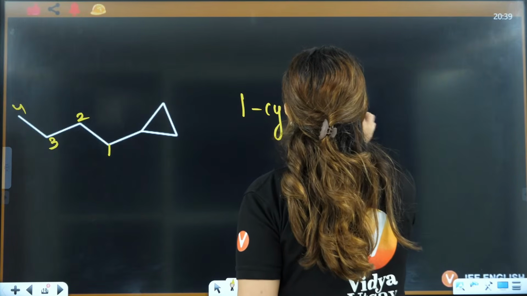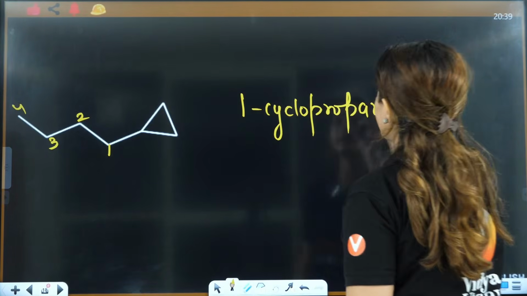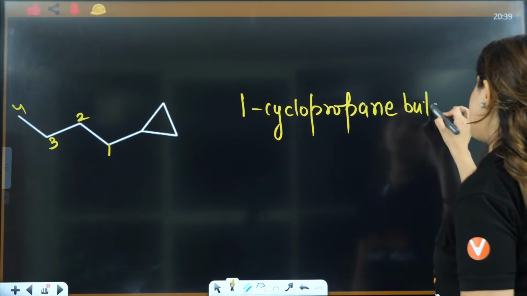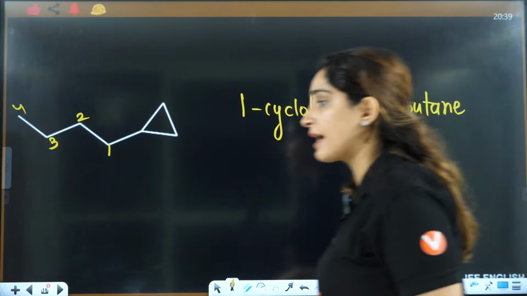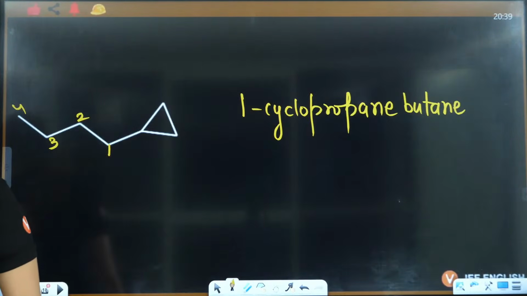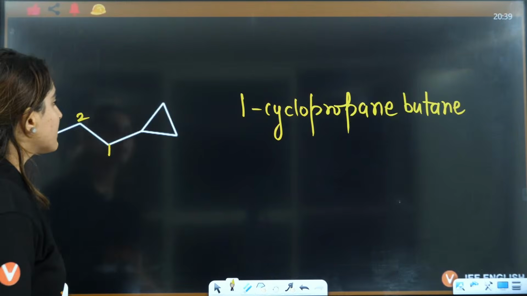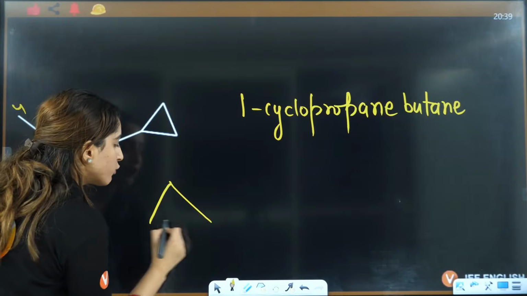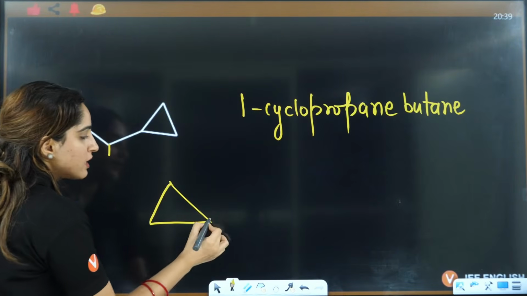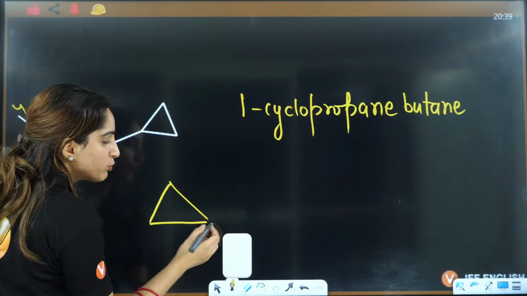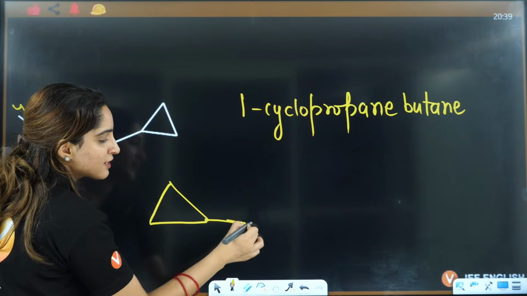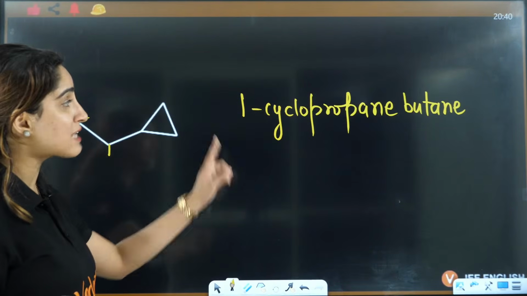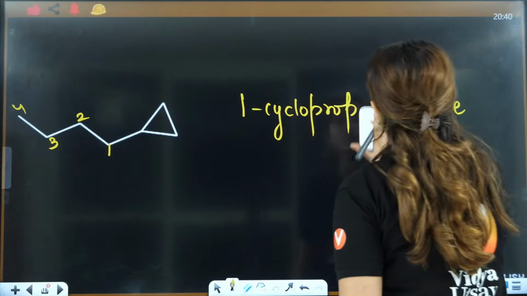Now tell me one thing, should I write cyclopropane here? 1 cyclopropane butane. Is it the right thing to write? No, definitely not, ma'am. Why? Because it is a substituent. This is cycloalkane, right? From that cycloalkane, if you remove one hydrogen and it is connected to something else, that will become an alkyl. So that is cyclopropyl, okay?